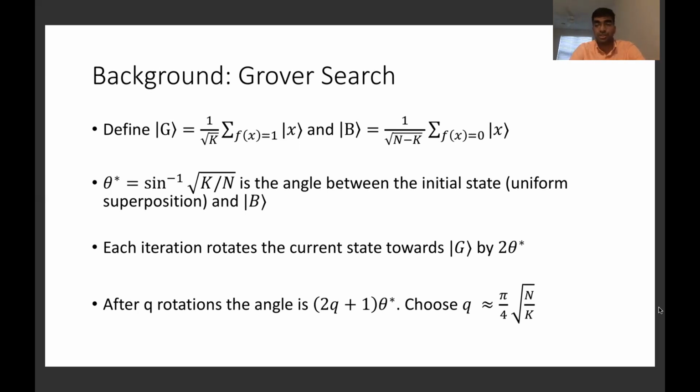And when the angle is close to pi over 2, that's when we want to measure, because then we'll have a high likelihood of our measurement outcome being an input such that f of that input maps to 1. So for this, we want to choose q roughly pi over 4 times square root n over k. Note that the success probability is sine squared of (2q plus 1) theta star. And that's where we get this value of q from. And yeah, so this solves the search problem with complexity of square root n over k.